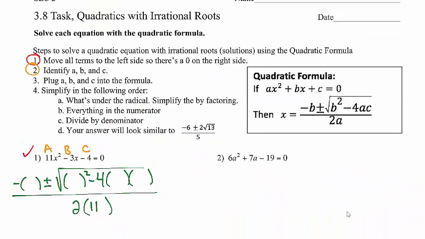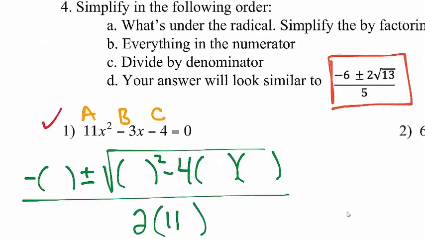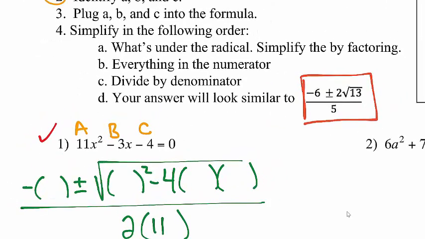Steps to using the quadratic formula with irrational roots, which means your answers are going to look something like this. They'll have a radical in them. 1, move all the terms to the left side, so there's a 0 on the right side. I did that. 2, identify A, B, and C. A is 11. It's the first thing in front of x squared. B is negative 3. It's in front of the x. And C is negative 4.